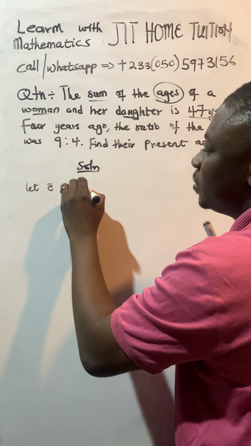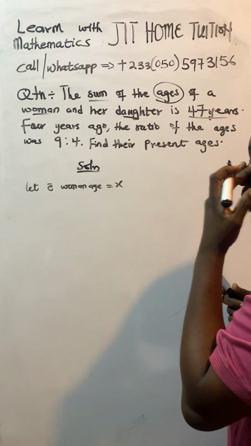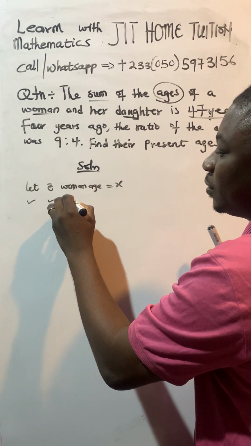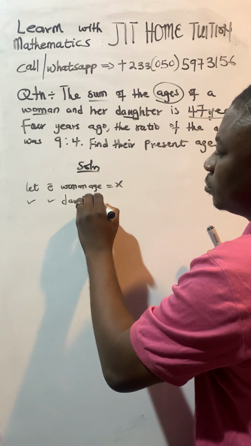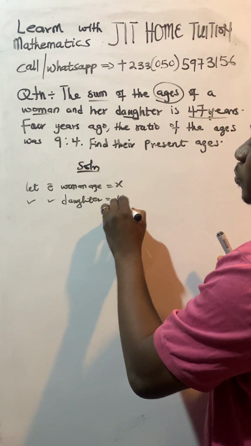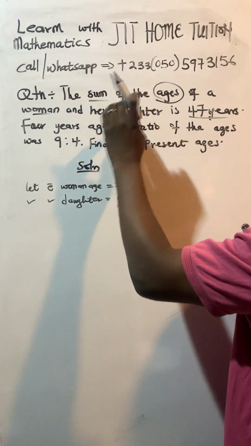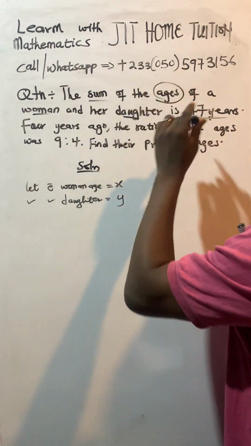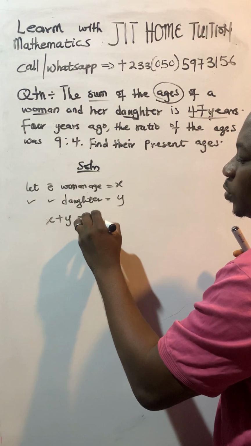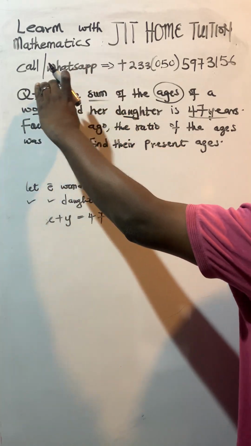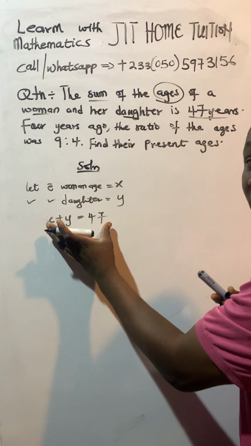So the first thing you are going to do is write, let the woman's age be equal to, you represent it by a variable. So in this case, you have x. Then you go like, let her daughter's age be equal to y. That is what I am representing. And the question is saying that the sum of their ages when you put together is equal to 47. So therefore, you have x plus y equal to 47.